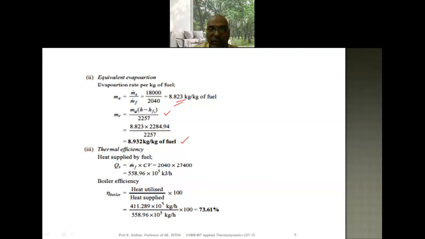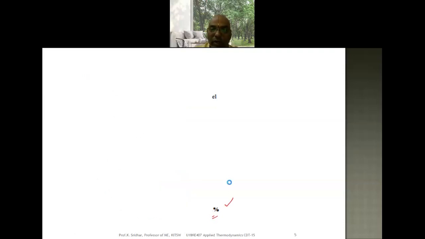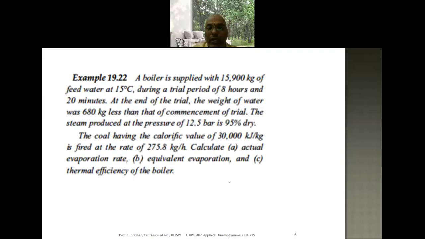Coming to the last part, the thermal efficiency. First of all, let us find the boiler efficiency, which is heat utilized by heat supplied. The heat utilized we already calculated as 411.289, and the heat supplied by the fuel is 558. Substituting here, we get the boiler efficiency as 73.6%.